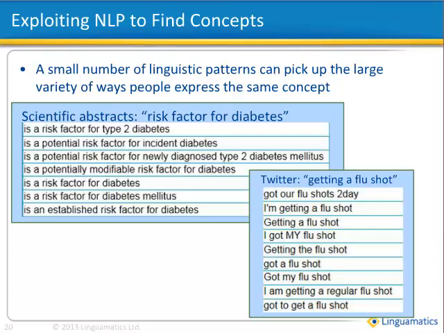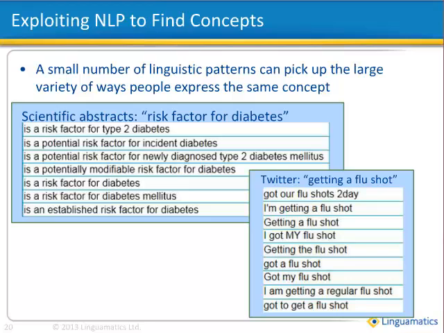So when we're using natural language processing, we're using linguistic patterns. And the advantage of doing that is that you can pick up the different ways that people express the same concept. So if people are talking about a risk factor for diabetes, they don't just use the words risk factor, diabetes, all in one string. You get a lot of variety. With the linguistic patterns, you can pick up all that variety just with one expression. So we can pick up all the different things like risk factor or potential risk factor for incident diabetes or whatever.